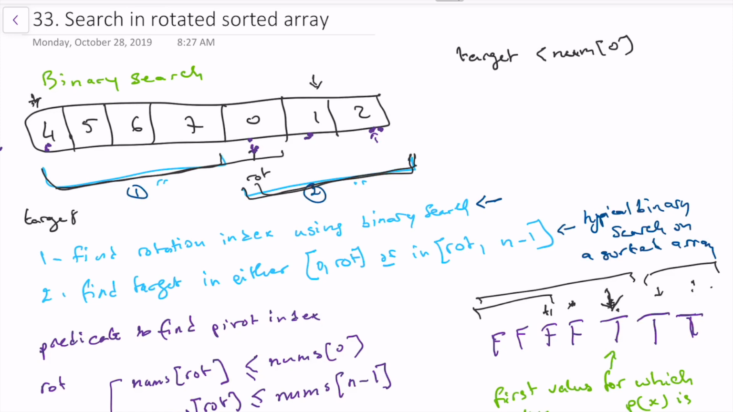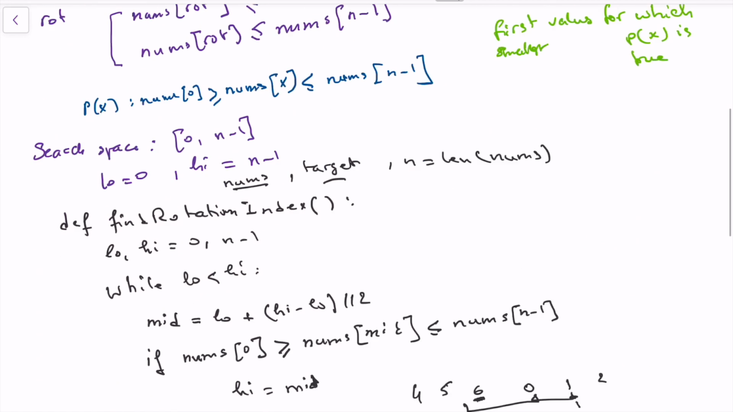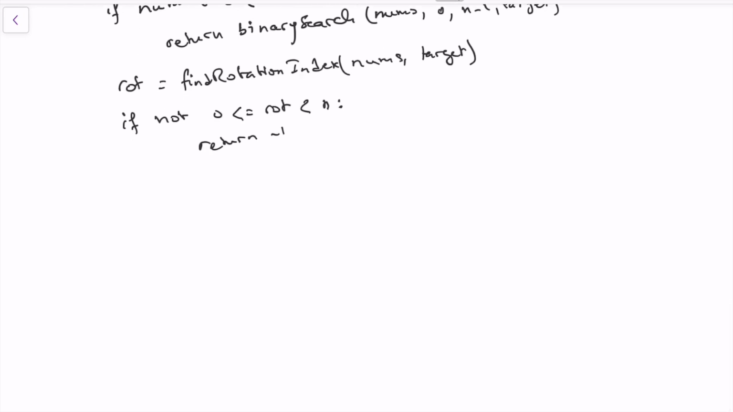Because after the pivot index, the rotation index, we have the smaller values than the first element. And before the pivot index, we have the bigger values than the first element. So if it's less than nums[0], then we need to search right of pivot. Otherwise, we should search left of pivot, right? And so this is how we are going to decide on which portion to look.